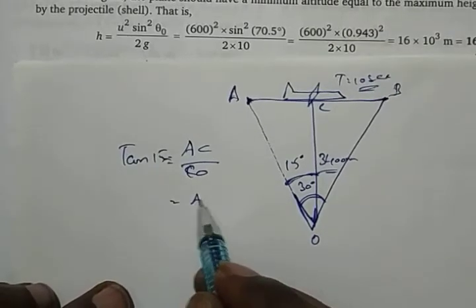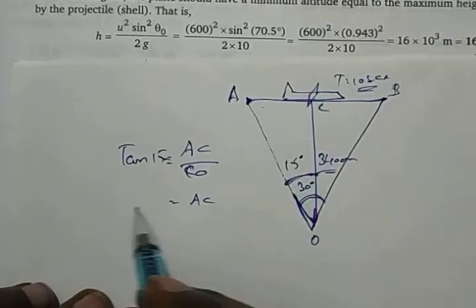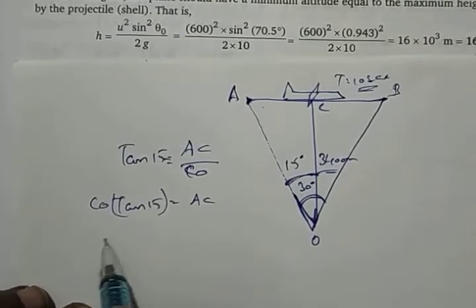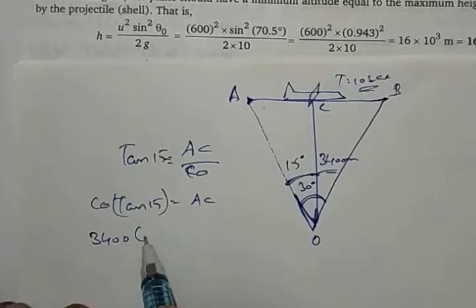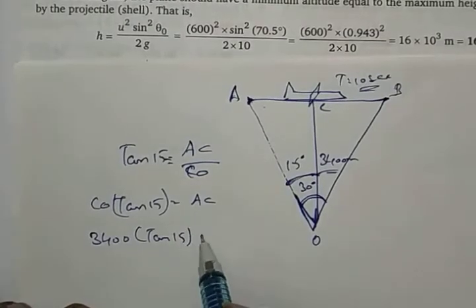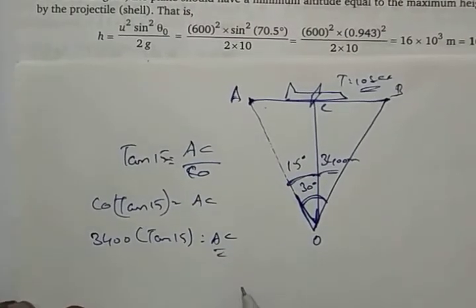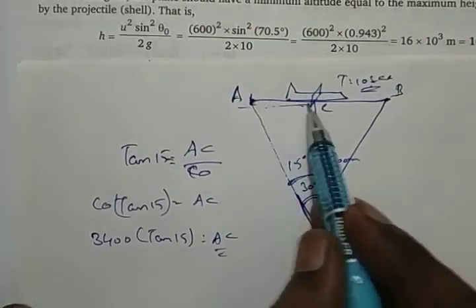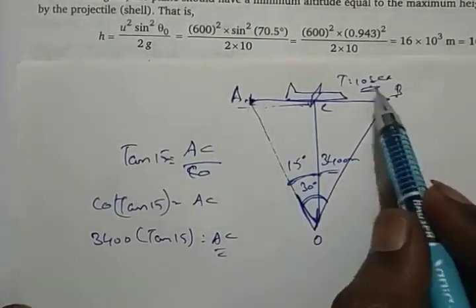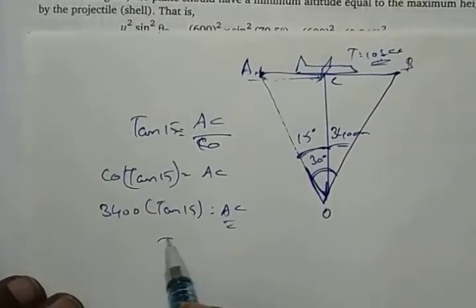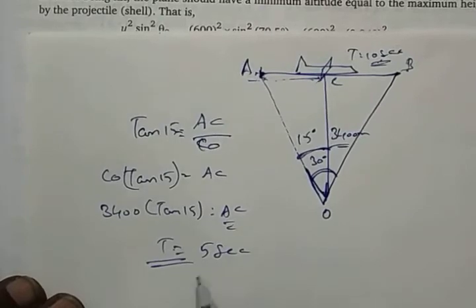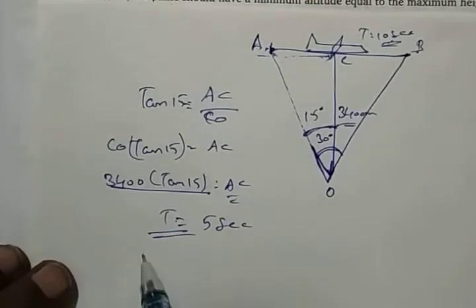So what is AC? We can calculate. AC is equal to CO into tan 15. What is CO? It is 3400, so 3400 into tan 15, you can calculate AC. This distance you can easily calculate. How much time does it take? From here to here it takes 10 seconds, so from here to here the time taken is only 5 seconds. You know the timing, you know the distance, so you can find the velocity.